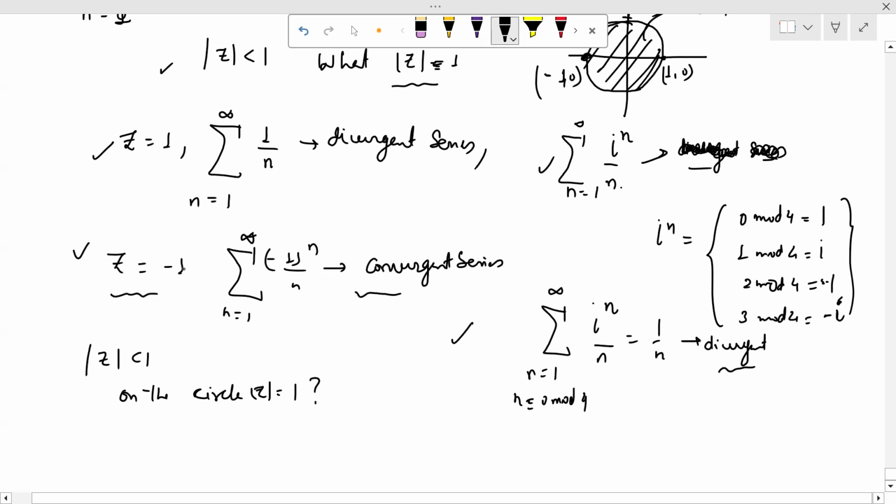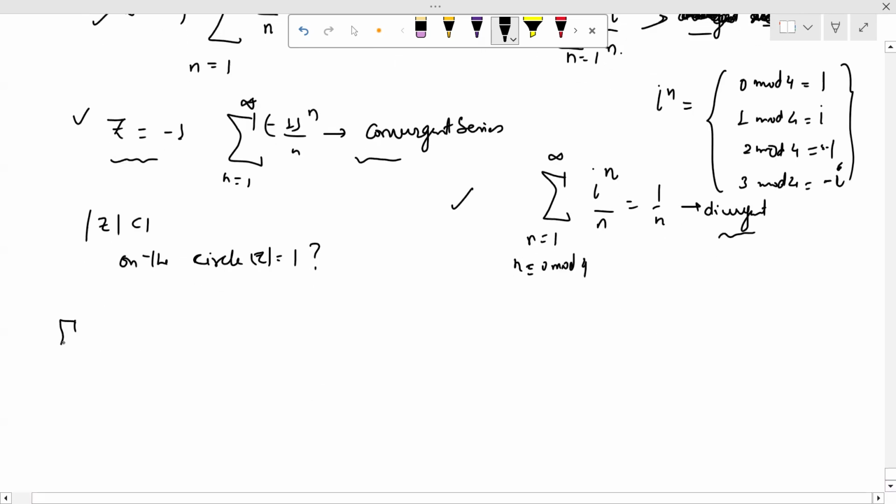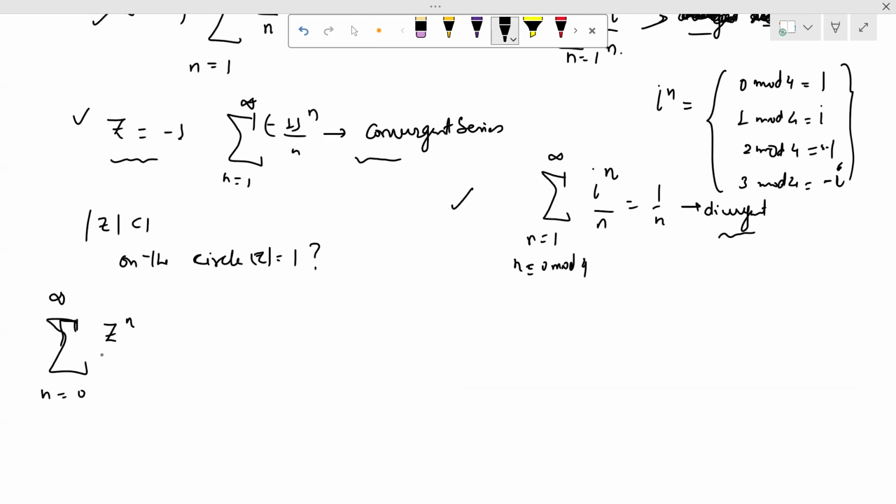Okay, so let us say, what about the series summation n equal to 0 to infinity, z raised to power n upon n square? What about this? Whether this series converges or diverges?